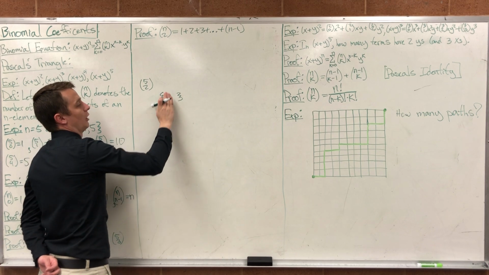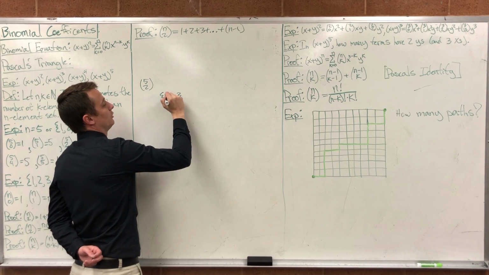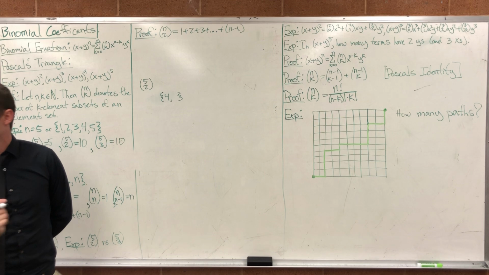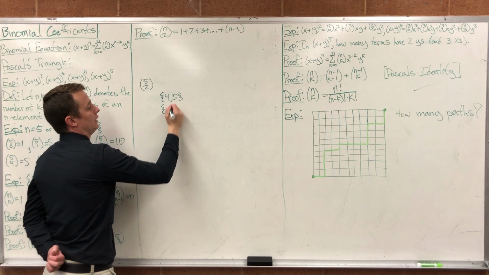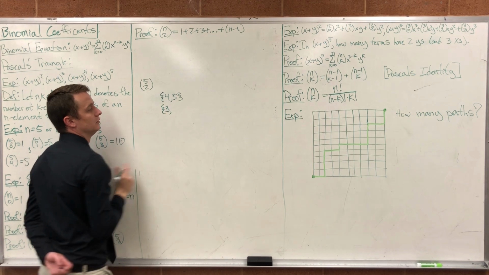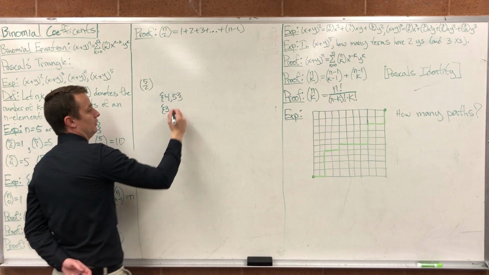So don't start with 5, let's start with 4. How many ways can I finish it if 4 is going to be our smallest item? 1. I can do 4, 5. Now how many ways can I do it if 3 is going to be our smallest element? 2. I can do 3, 4 and 3, 5.